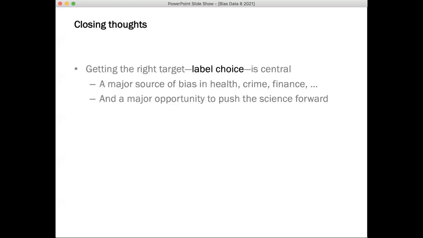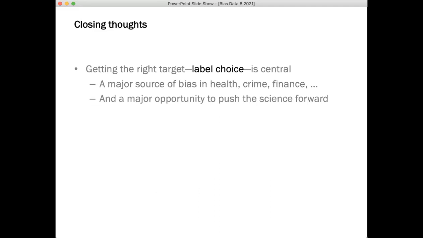And in closing, if you take one thing away from this lecture, here's what to take away. Aiming algorithms at the right target, that choice of label to train the algorithm on, is central, but it's unfortunately often overlooked. And it's a huge source of bias, not just in health, but also in crime. Anywhere where we get biased labels, we're going to have this bias.